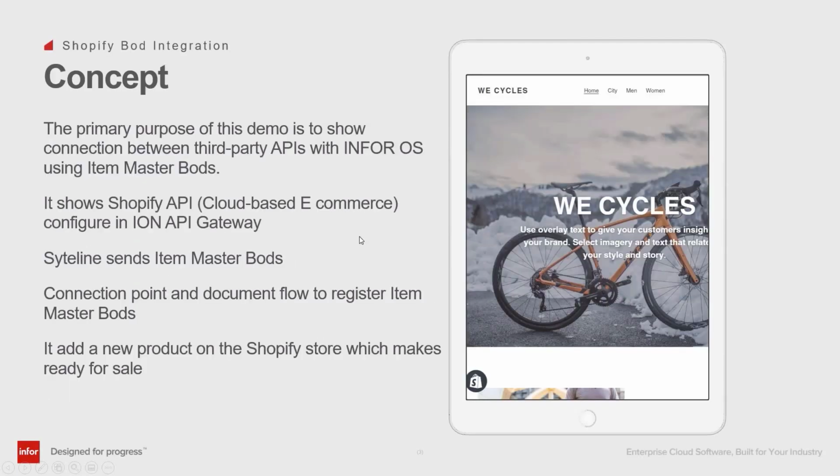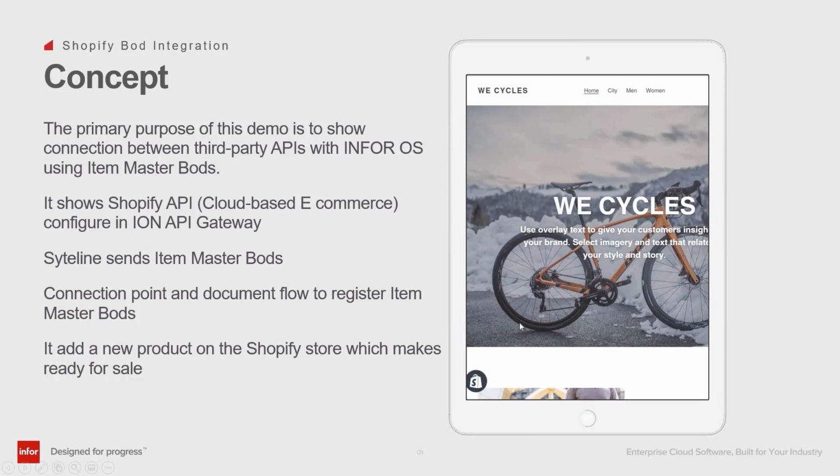The primary concept of this demo is to show the connection point between third-party APIs. I'm using the Shopify API for this one, with the Iron API gateway. Shopify is basically a cloud-based e-commerce site where we can create our store and sell items or products. In this demo, I'm going to create a custom form in Sideline, which is basically a copy of the item form with a couple of UIDs added. It's going to send the item master bot through the Iron document flow directly to the Shopify store, which also makes it a ready-to-sell store, which I'm going to show you later on.